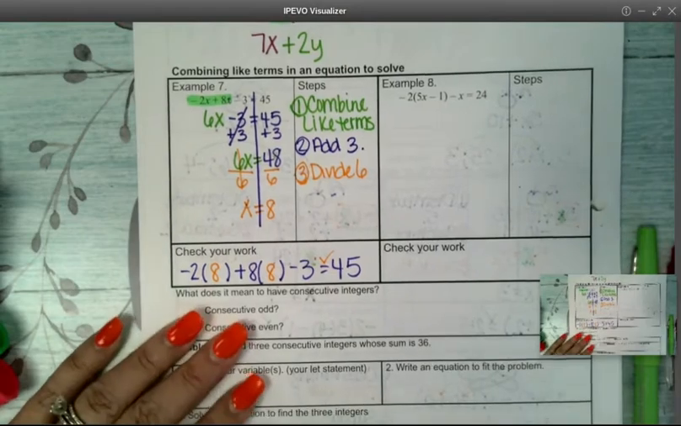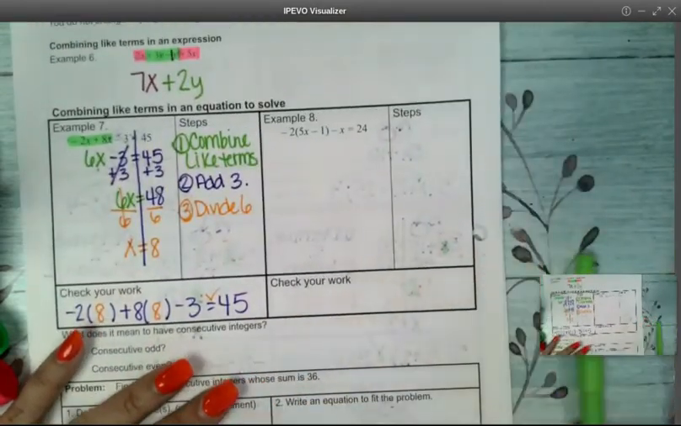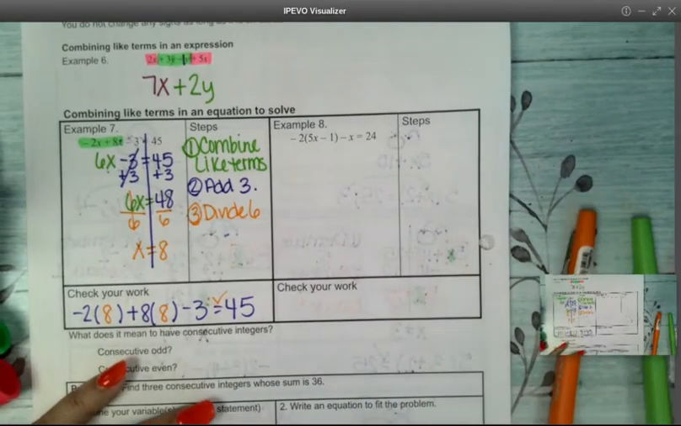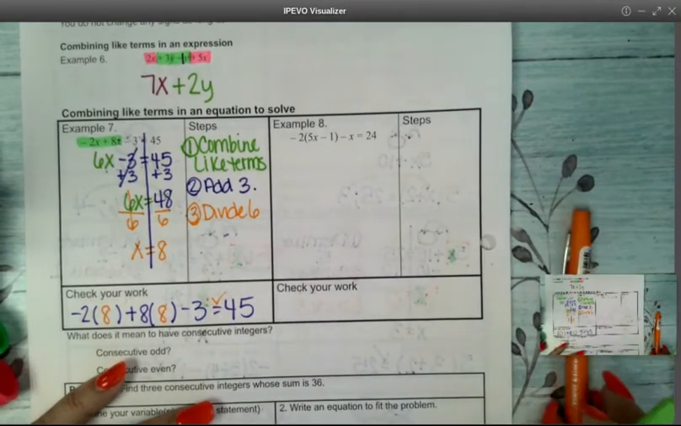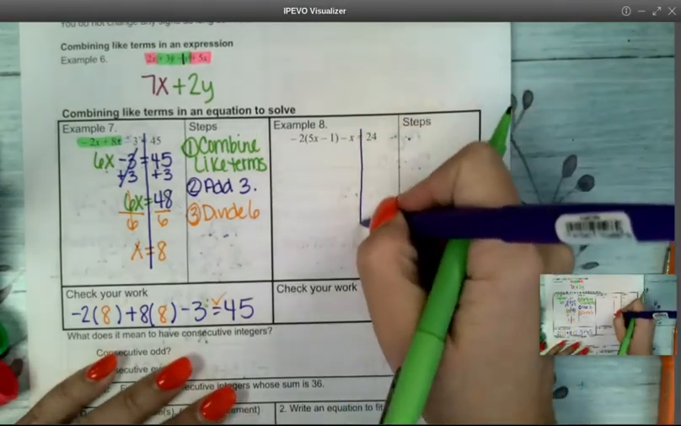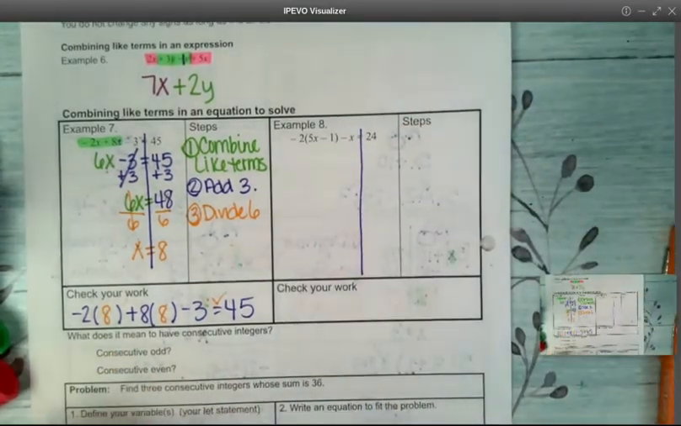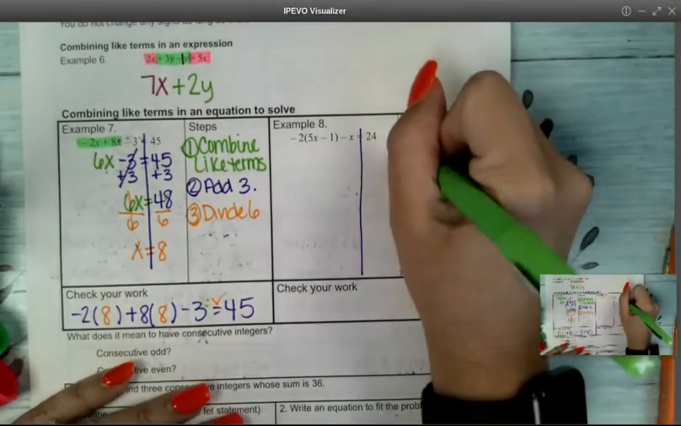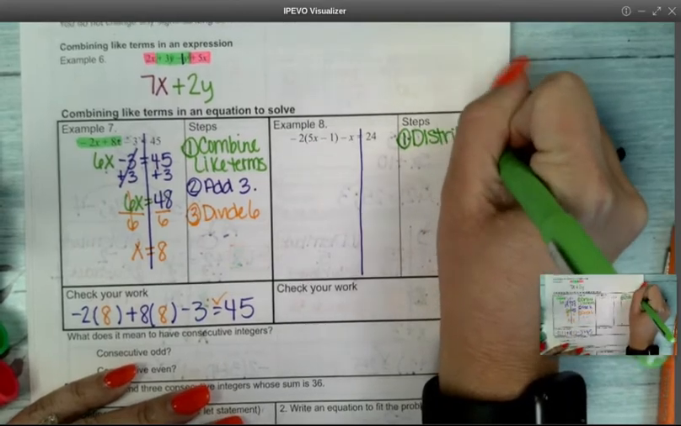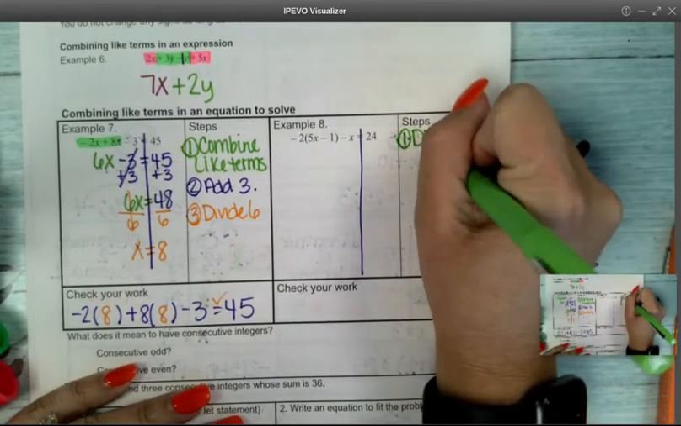All right, moving on to the next problem, example number 8. We have negative 2 times the quantity 5x minus 1, minus x, equals 24. We're going to draw a line down that equal sign, and this time you've got to get rid of the parentheses first, so the first step we're going to do is to distribute. And we are going to distribute negative 2.